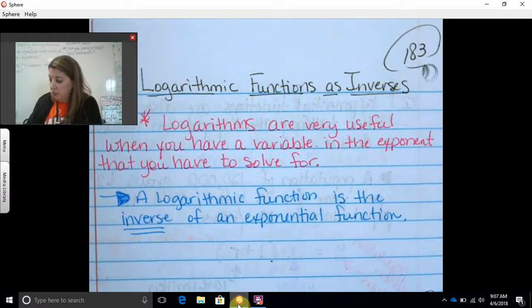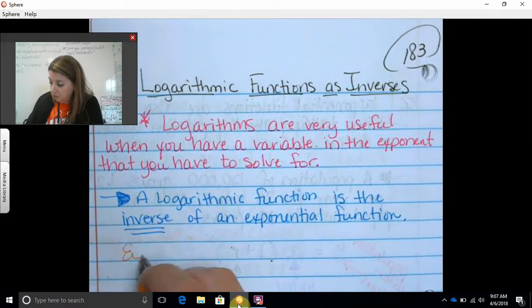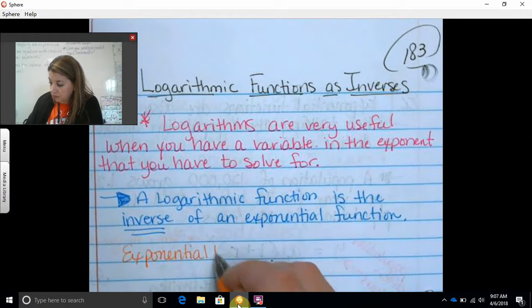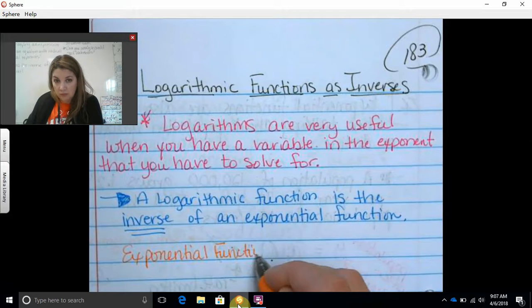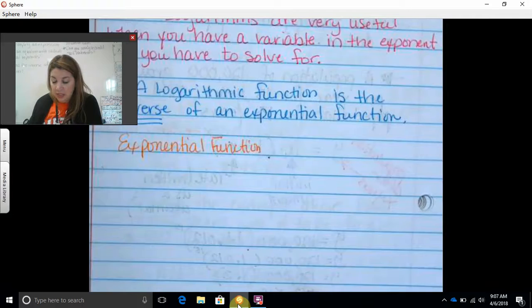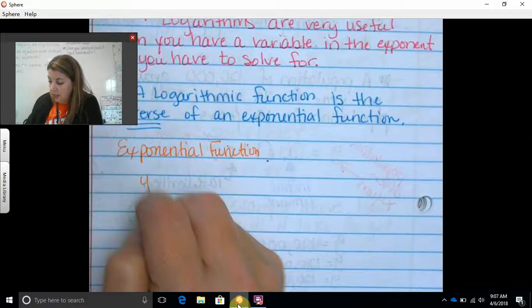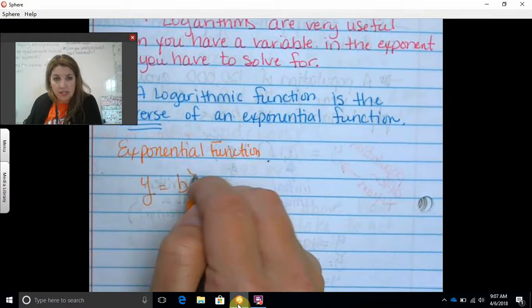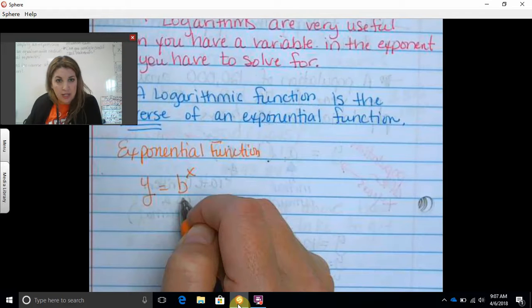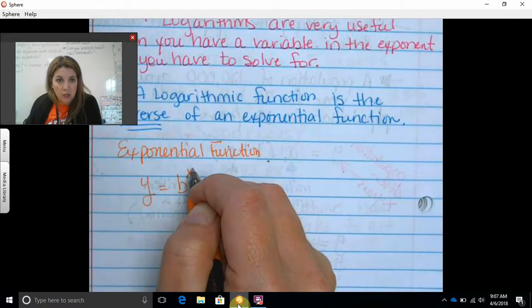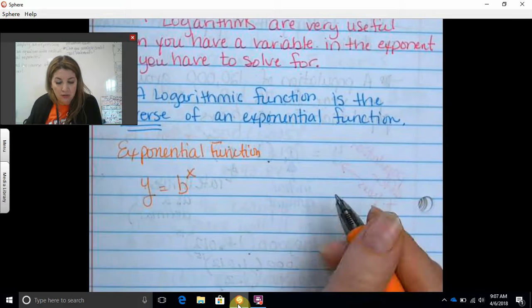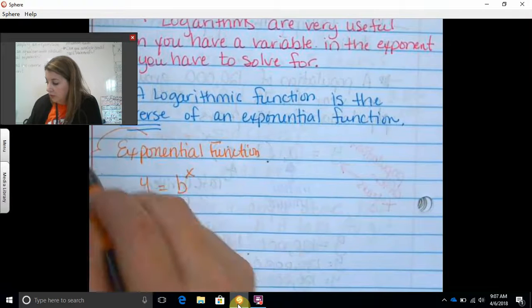So if you have an exponential function, an exponential function would be y equals b raised to the x. So you're going to have a base. Your base will have an exponent. When you simplify that, you'll solve for y. Okay?